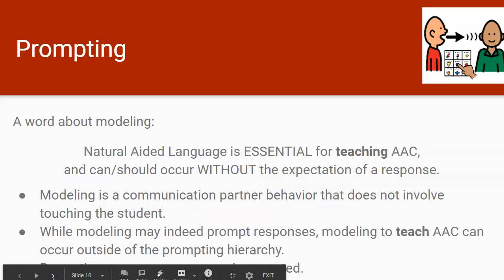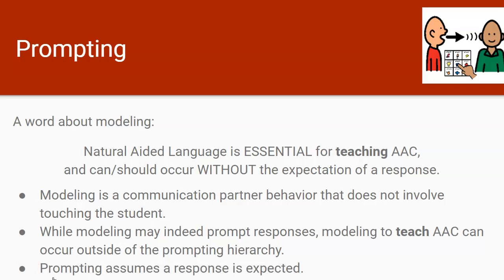A word about modeling. Naturally aided language is essential for teaching AAC and should occur without the expectation of a response. Modeling is a communication partner's behavior that does not involve touching the student. While modeling may indeed prompt responses, modeling to teach AAC can occur outside of the prompting hierarchy. Prompting assumes a response is expected.